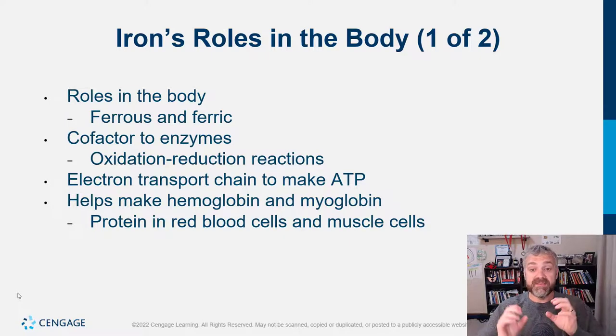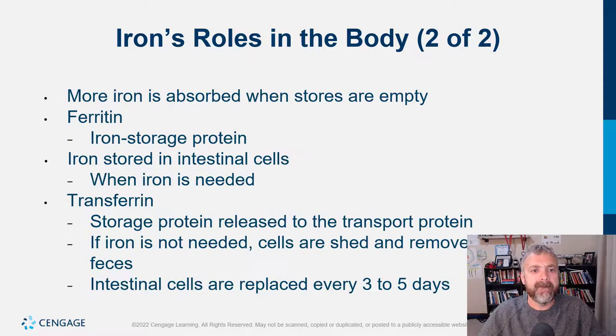Hemoglobin's quaternary structure, to review, is four different subunits that make up hemoglobin that carry iron that carries oxygen or transports oxygen. Myoglobin would be like a single one of them. So myoglobin is almost like the hemoglobin in your muscle cells. Your slow twitch fibers, your postural muscles, they have a lot more myoglobin. So that's why they're built for endurance. All right. So iron is very important for hemoglobin and myoglobin, which are the protein in red blood cells and muscle cells, like I just said.